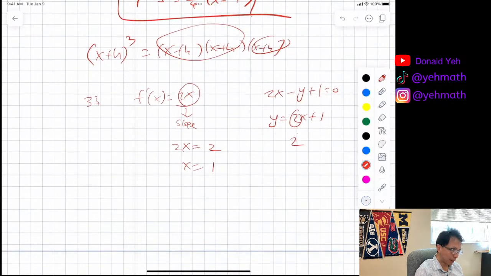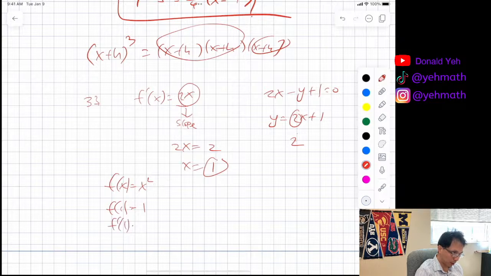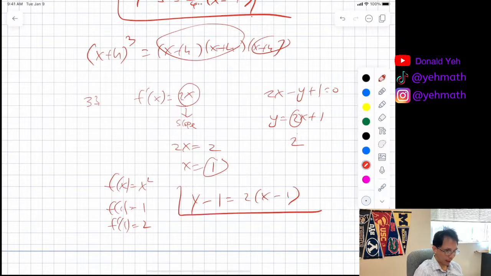So now what happened is x is 1. Now I'm going to plug into the equation. So f of x equal to x squared. I'm going to plug 1 into here. So f of 1 is equal to 1. Therefore, I'm going to plug in f prime of 1, that's equal to 2. So it'll be y minus 1 equal to 2 times x minus 1. And that will be the equation.